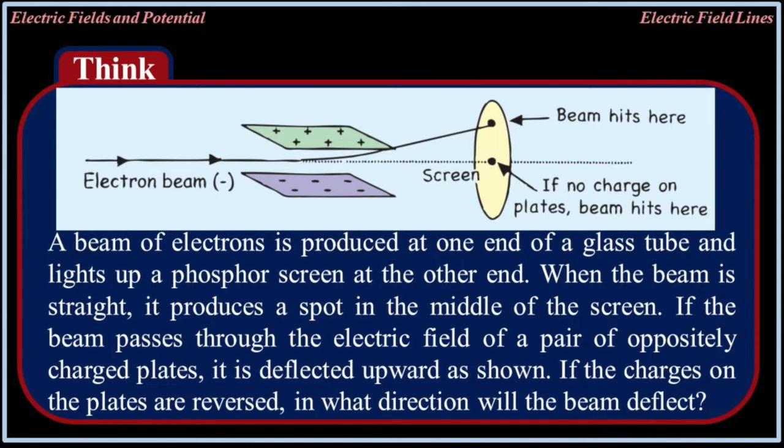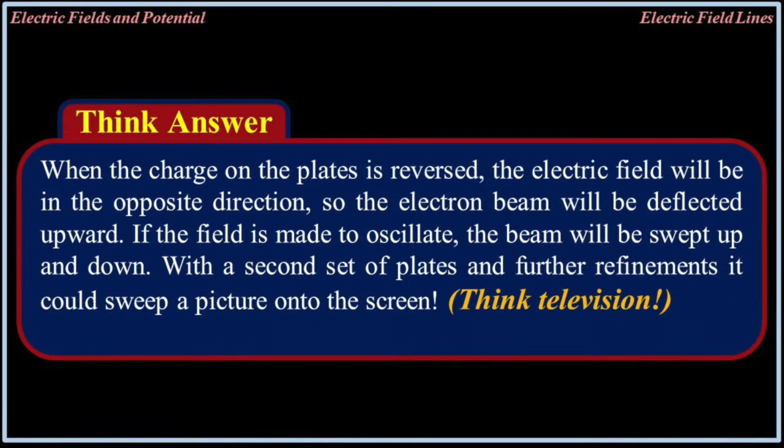Think. A beam of electrons is produced at one end of a glass tube and lights up a phosphor screen at the other end. When the beam is straight, it produces a spot in the middle of the screen. If the beam passes through an electric field of a pair of oppositely charged plates, it is deflected upward as shown. If the charges on the plates are reversed, in what direction will the beam deflect?